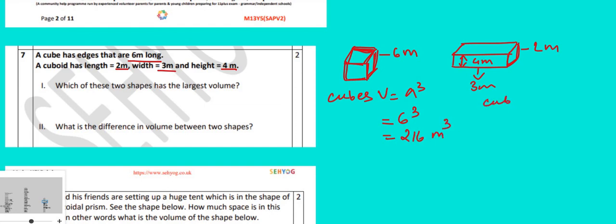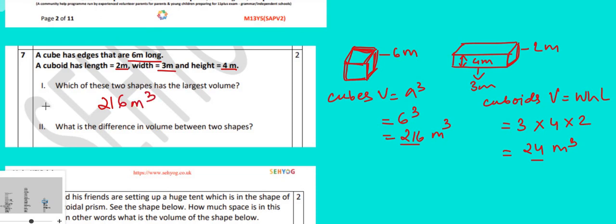And the cuboid's volume is equal to W H L, where W is width, H is the height and L is the length. So for W we have 3 into the H is 4 into 2, which gives us 24 meter cube. So here if we look at them, the cube's volume is largest. So we write here cube is equal to 216 meter cube.